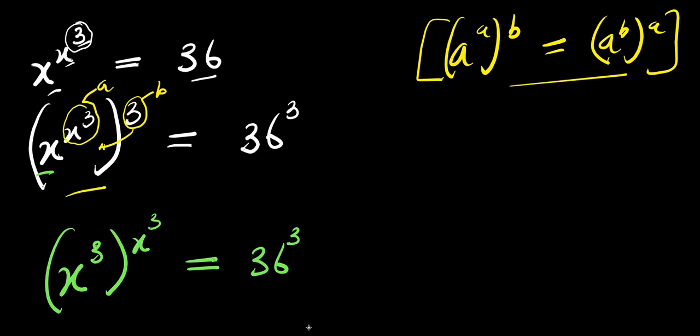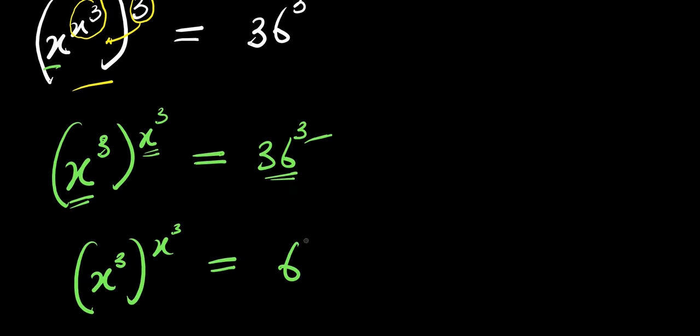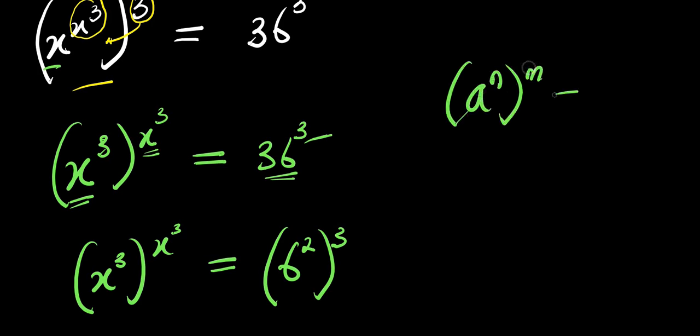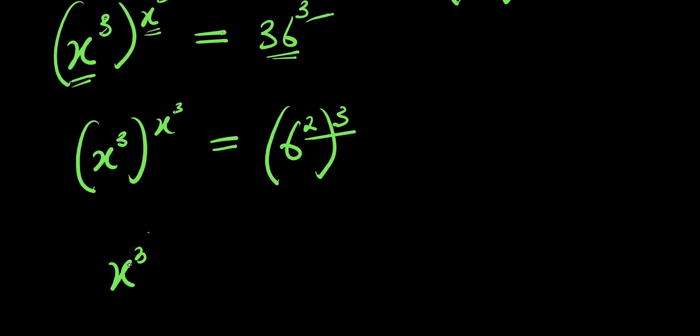So from here, if you observe, we have x^3 here, which is the same thing as x^3 here. Now, this 36, I want it to be the same as this exponent. So I'm going to have x^3 raised to the power of x^3, and this equals 36, which is simply 6^2, and this is raised to the power of 3. Now, if you have a^n raised to the power of m, this equals a^(n times m). So you can multiply this exponent. So I'm going to have x^3 raised to the power of x^3, and this equals 6^(2 times 3), that is 6.